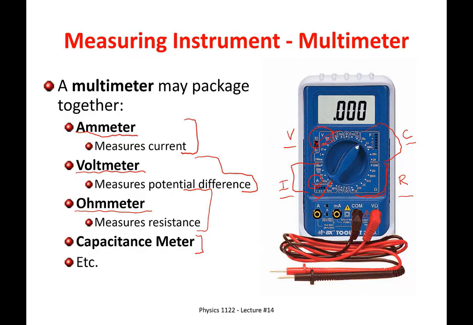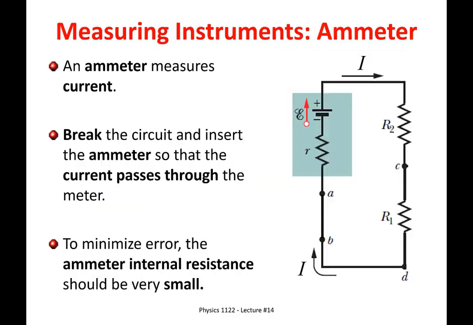What we focus on in this chapter is the use of a multimeter as an ammeter and a voltmeter. And an ammeter, again, measures current. And there's a specific way that we set the multimeter into the circuit when we're using it as an ammeter, and that is that we need to break the circuit and insert the ammeter so that the current passes right through the meter. And so an example circuit is shown on the right.